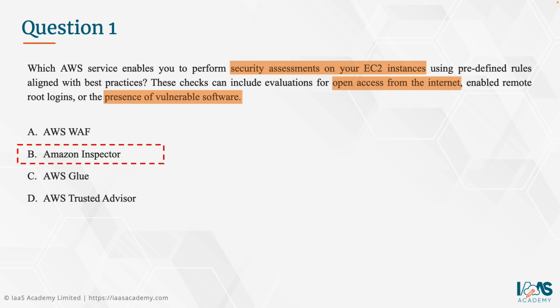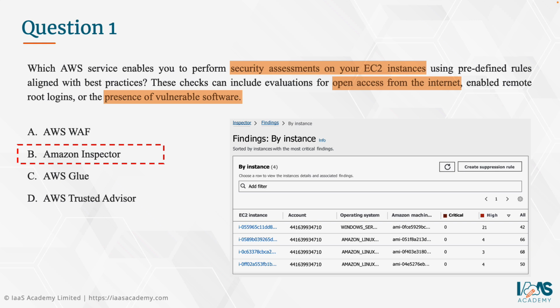give you a breakdown. So for example, here is a quick screenshot of some instances that I have in my AWS account. It tells you the operating system, Amazon Machine Image, and if there are any critical or high vulnerabilities in any of those instances. You can then click into those instances and identify what those vulnerabilities are that AWS believes those instances have.